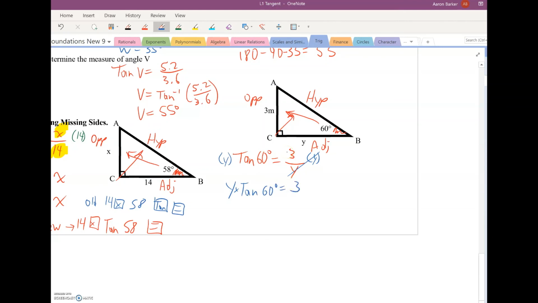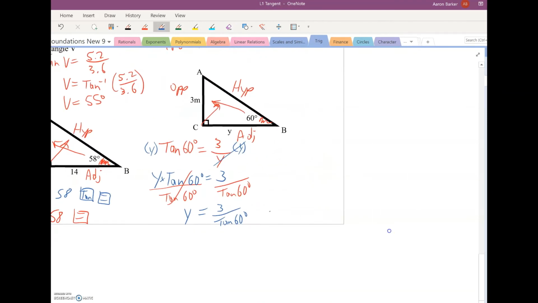Now we have to divide both sides by tan 60 degrees to move it to the other side. And so what we're left with is y equals, that side doesn't move, 3 divided by tan 60 degrees. Now, we can then go to our calculator and figure out what y equals.